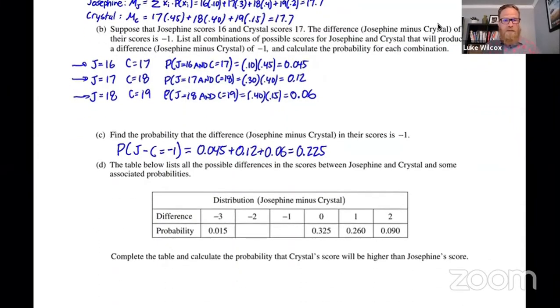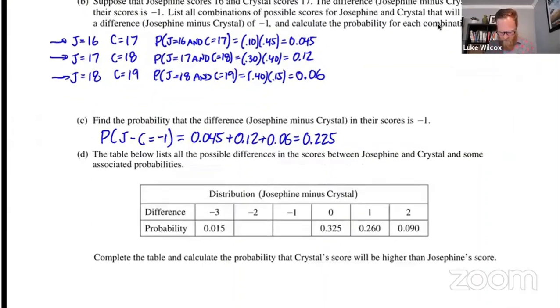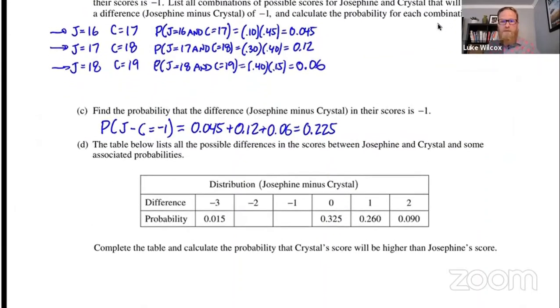The table below lists all the possible differences in the scores between Josephine and Crystal and some of their associated probabilities. Complete the table and calculate the probability that Crystal's score will be higher than Josephine's score. Okay, they've provided most of the values for us here, but there's 2 that we need to calculate, and that's the probability that Josephine minus Crystal equals -2 and -1. Well, hold up here.